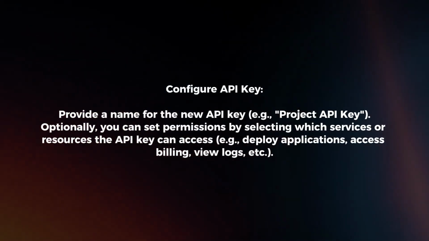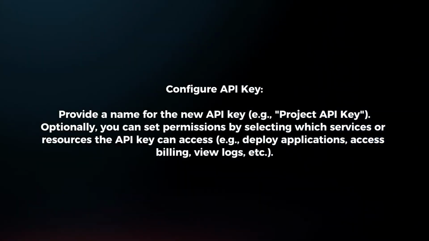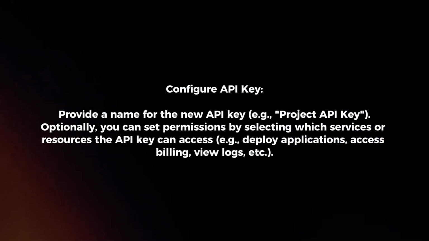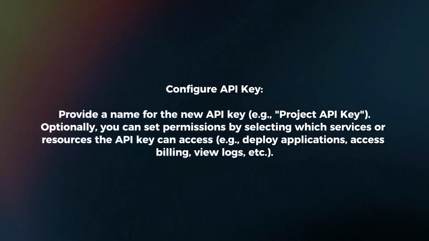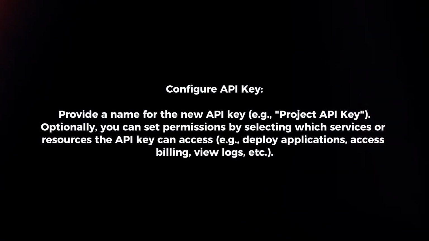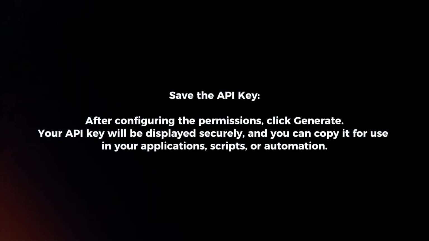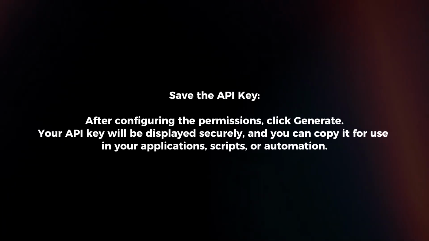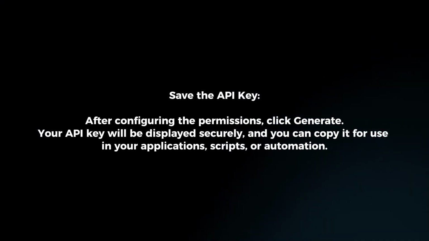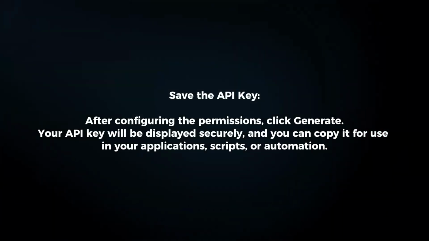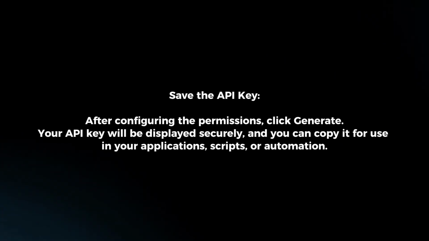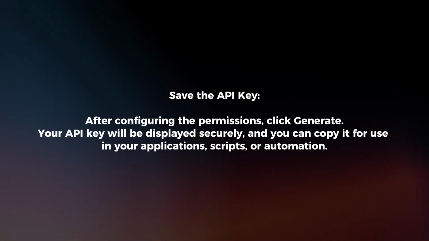Configure API key. Provide a name for the new API key. Optionally, you can set permissions by selecting which services or resources the API key can access. Save the API key. After configuring the permissions, click Generate. Your API key will be displayed securely, and you can copy it for use in your applications, scripts, or automation.